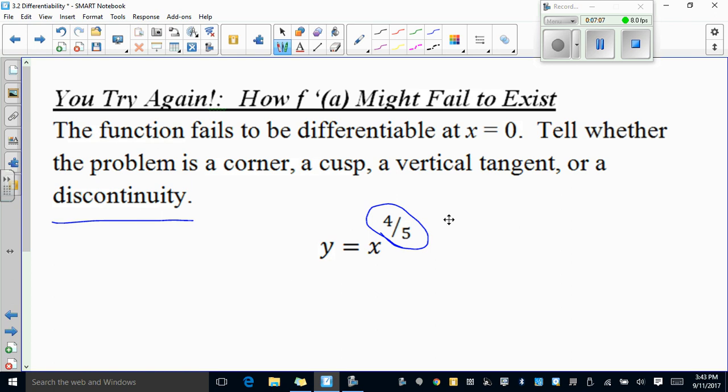Okay, the vertical tangent possibility, not a corner because that comes with absolute values. So it's one of these two. But this is the one that I told you to watch for: an even power over an odd root. And that's exactly what we have. Therefore, it is a cusp.